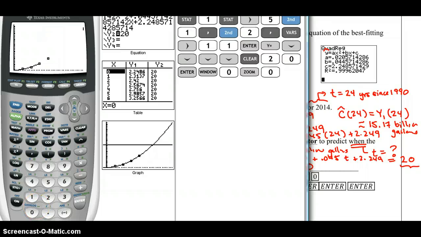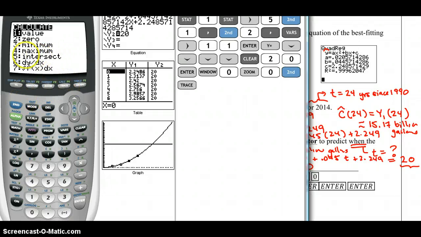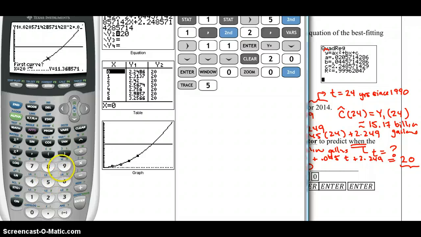Remember, to be able to use the intersect feature, we need to be able to see the intersection on screen, which we can. Okay, so now we're going to use second calc, and we're going to use the intersect feature, 5. First curve, second curve, and then guess. There's only one intersection on screen, so we don't need to give it a guess. In some of the problems in the last section, we had two intersection points, so we moved the cursor to one and then the other. But here, there's only one, so we're just going to hit enter. And we can see that it happens around 28.3, comma 20.